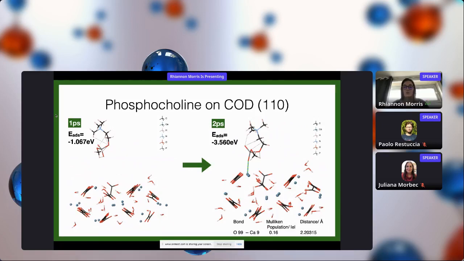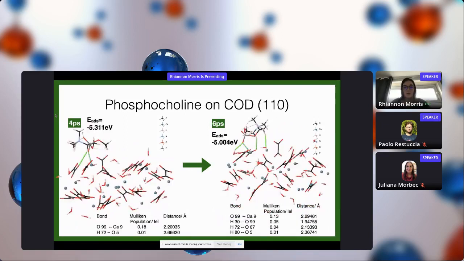And when we did this, the phosphocholine came in and bound with a much lower absorption energy. After 6 picoseconds, we found that it bonded with about a -5 electron volt absorption energy, which shows that it's quite favorable for the phosphocholine to bind onto the COD 110 surface. And these again were moderated mostly by the ionic bond formed between the oxygen in the phosphate group and the calcium on the surface. And again, there were also hydrogen bonds present from the phosphocholine to the calciums and to the oxygens on the surface.